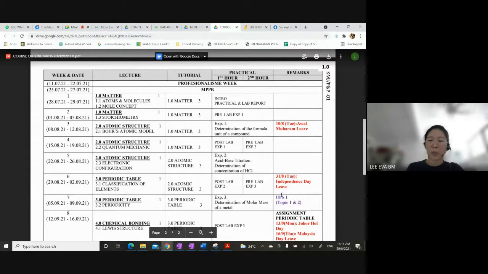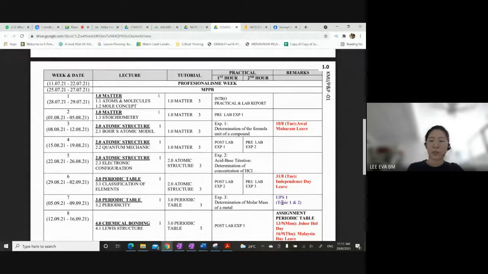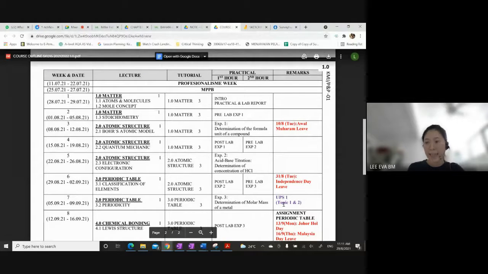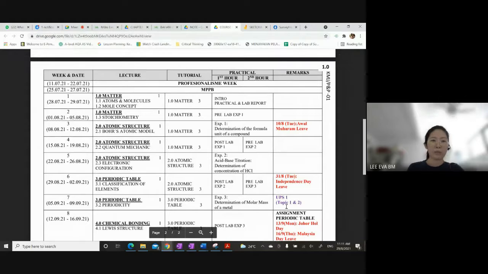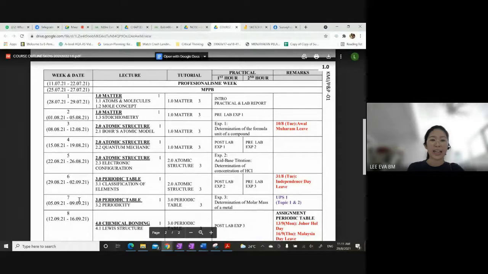Okay, so when will it be? It depends on the unit. So Madam don't know the exact dates yet. Okay, once I know, I will inform in the group. Okay, so clear UPS 1 dekat next week.